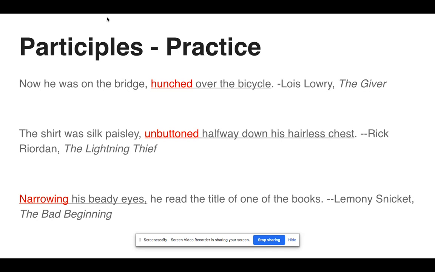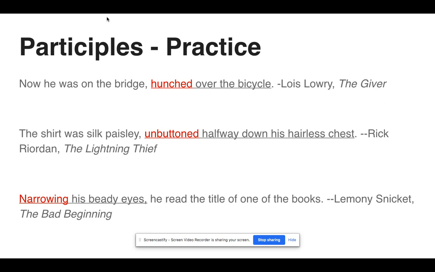All right, let's take a look at the answers. In the first sentence, it says, "Now he was on the bridge, hunched over the bicycle." This is a sentence from the book The Giver by Lowry. The word hunched is an example of a participle. It's a word that ends in ed. It looks like a verb, but it's being used to describe he. So hunched over the bicycle would be the full participle phrase. And it's giving more description to the sentence.